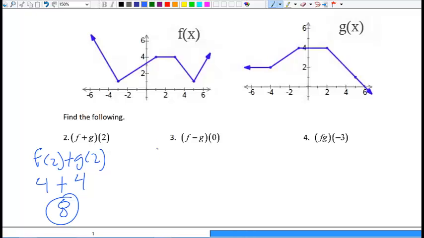Number 3, f minus g, so I want f of 0 minus g of 0. I go over to the f graph, and I look when x is 0. Y looks like it's about 3. I understand it's a little bit of an estimate, but we're going to go with 3. If I go over to the g graph and look at x is 0, then I get a y value of 4. So 3 minus 4 gives us negative 1.